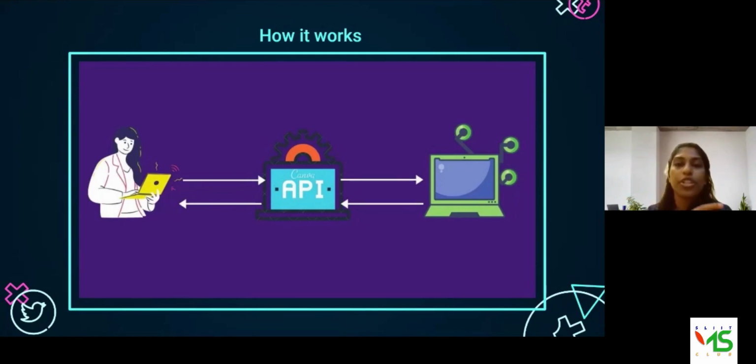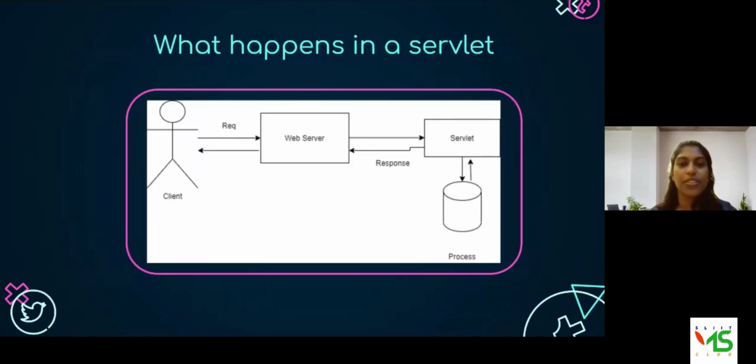Actually, as I said earlier, the communication between the front end and the back end is done via an API. API is a communication link between the front end and the back end. So why are we talking about APIs this much?